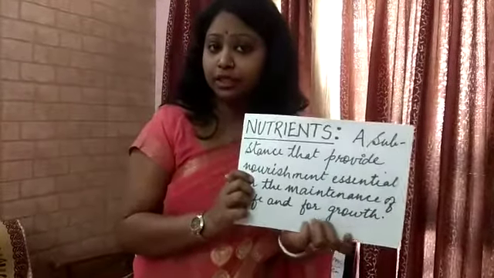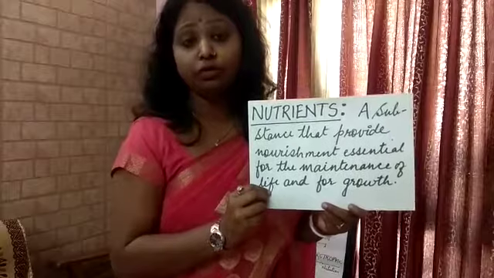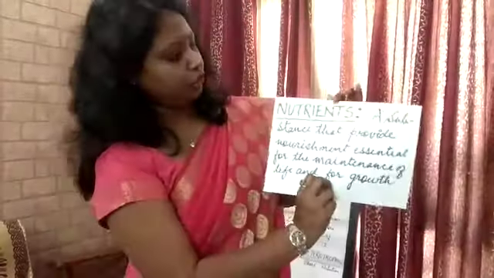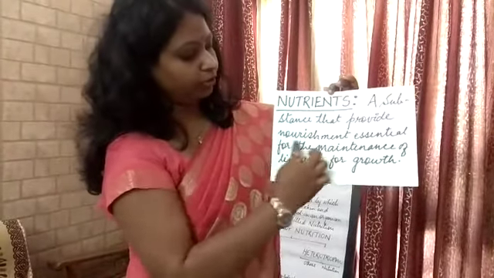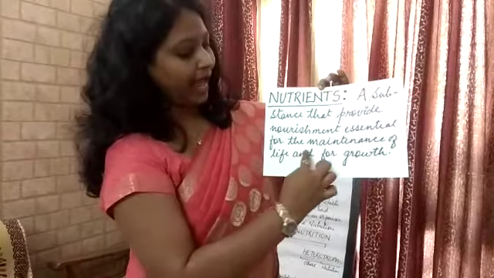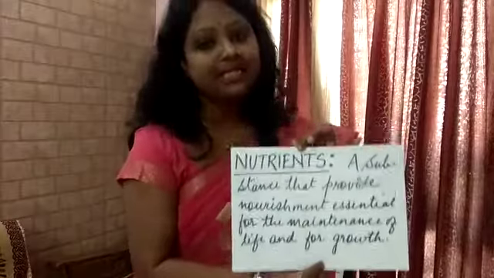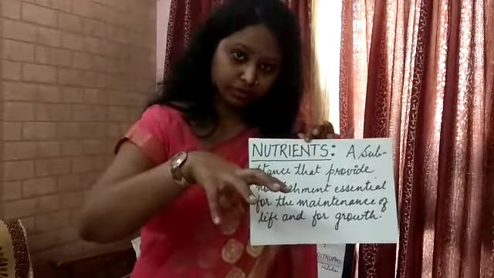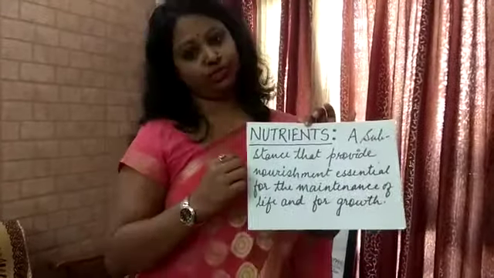Now one more definition, that is nutrients. We know nutrition is taking in of food. Food in what form? Food in the form of nutrients. We have read this term earlier. So let's see the definition of nutrient: a substance that provides nourishment essential for the maintenance of life and for growth. So what is that substance? That is basically food. We take various nutrients in the form of food. So a scientific term for food is nutrients.